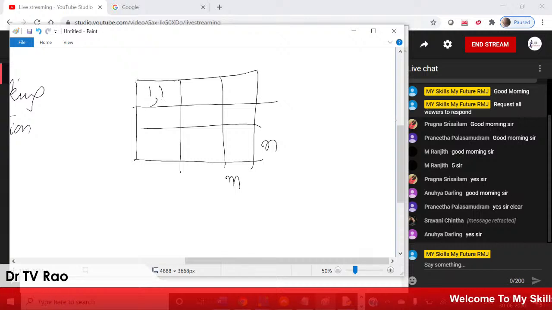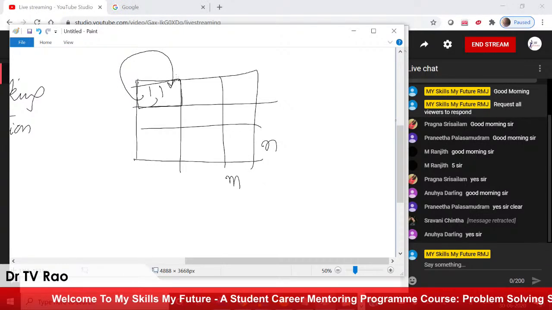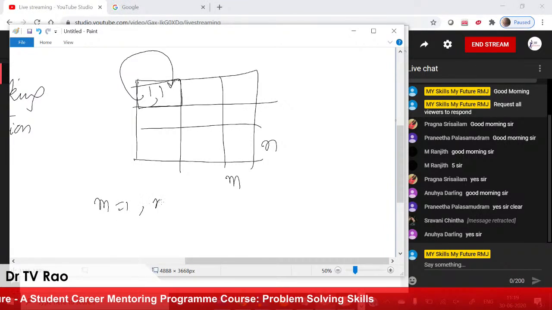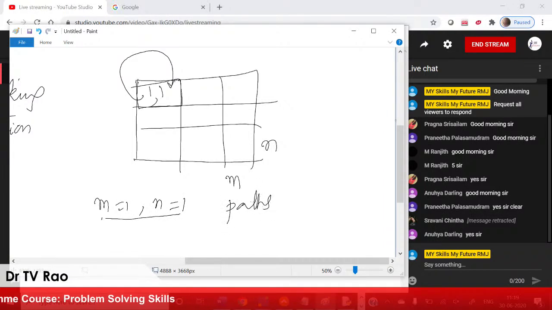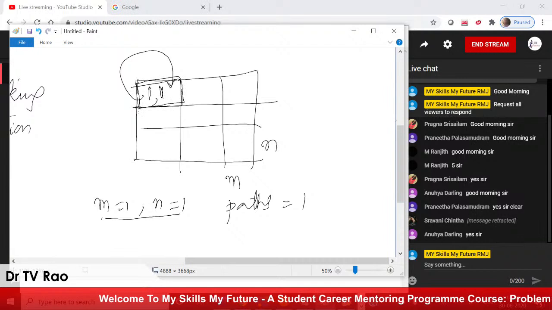Okay. So suppose you are at 1 1. How many paths are available to reach from 1 1 to 1 1? If m equal to 1 and n equal to 1, how many paths are there? One path. Okay. From 1 1 to 1 1, there is one path.